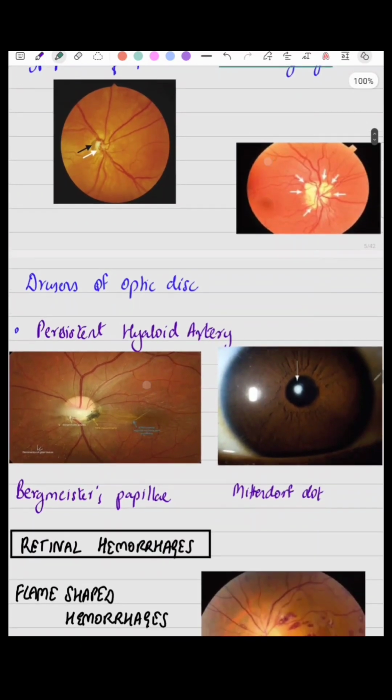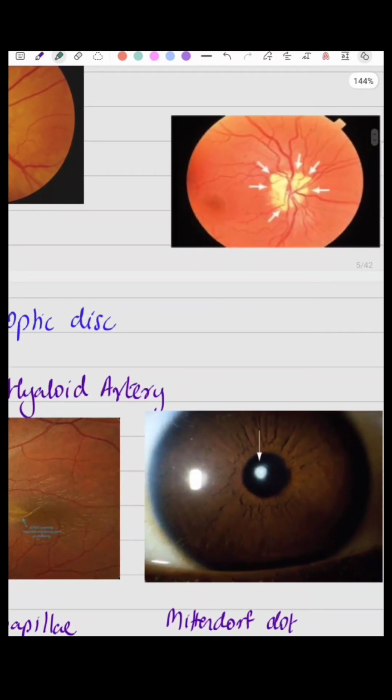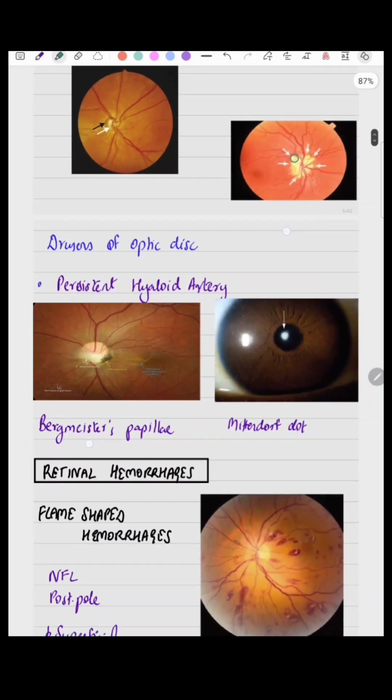Next is drusen of the optic disc. If seen in children, it presents as pseudopapilledema. In teenagers, ophthalmoscopy shows waxy, pea-like, irregular refractile bodies. That is drusen of the optic disc.